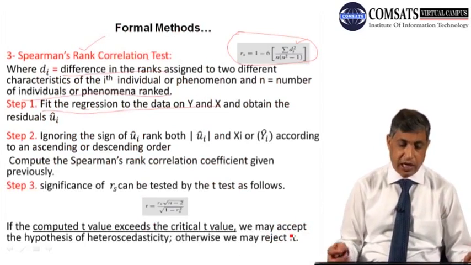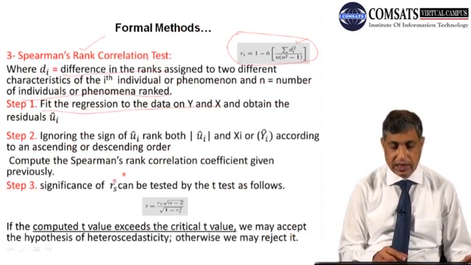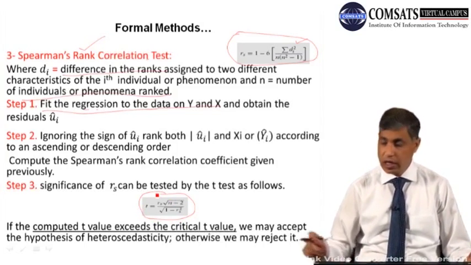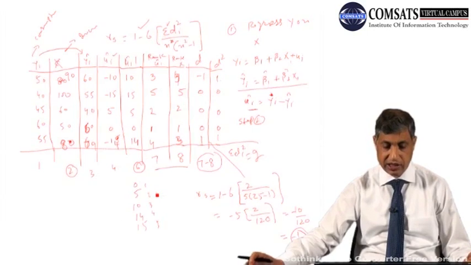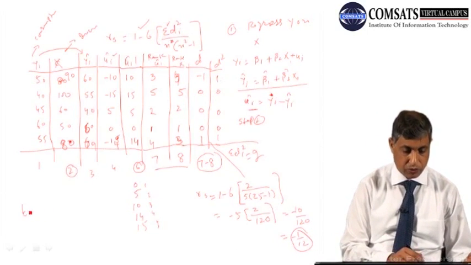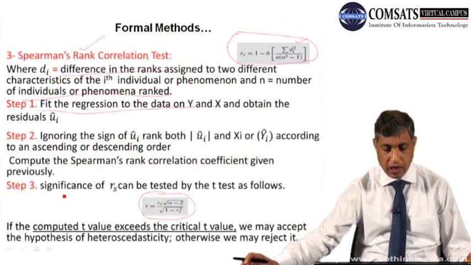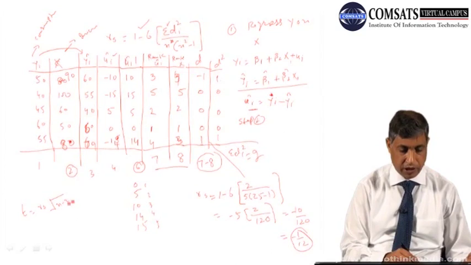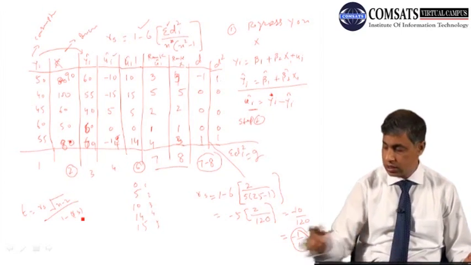This is now step 3. Significance of RS can be tested by the test as follows. This is another formula, and we have to show whether what we have calculated as RS is equal to our T statistic. T is equal to RS into the square root of n minus 2, divided by 1 minus RS square, under root.